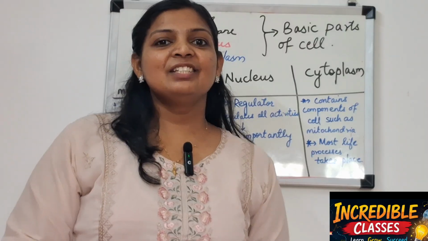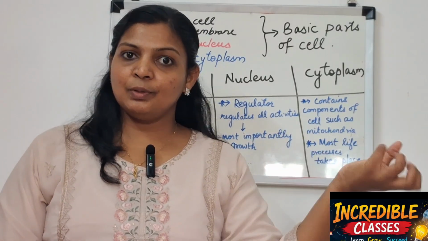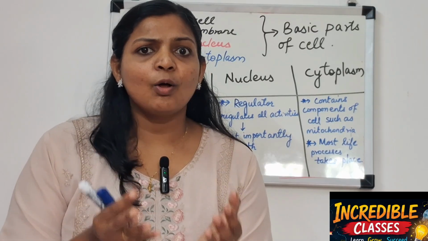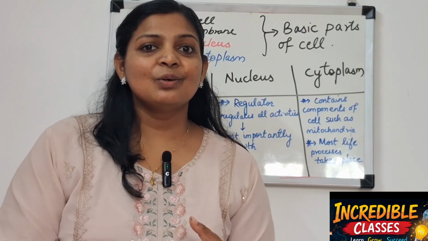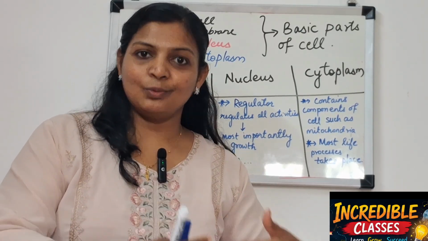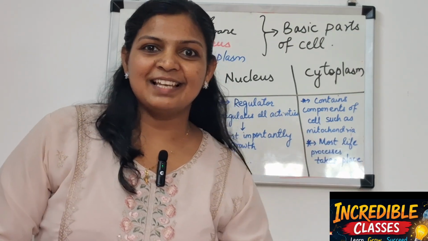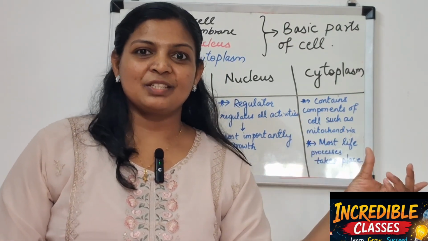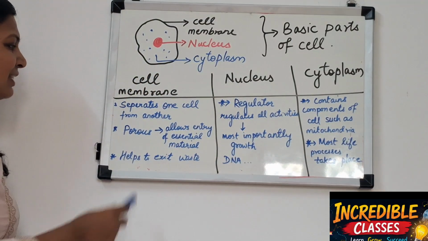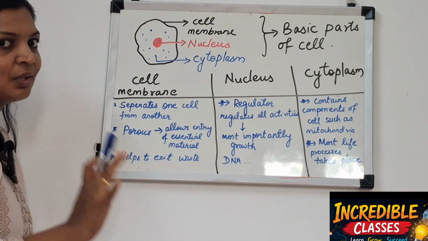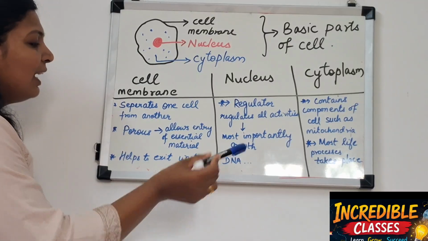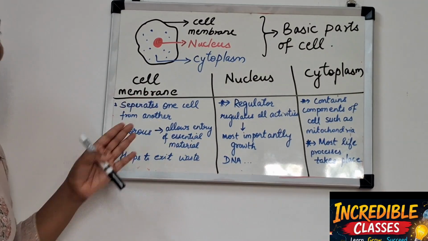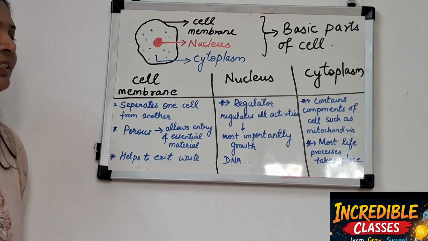These doors not only help materials enter; after utilization some waste is always produced. That waste is also thrown out of the cell using those pores. So the cell membrane is also porous. Cell membranes are porous for the entry and exit of minerals. So these functions are clear to you. I hope it is clear.